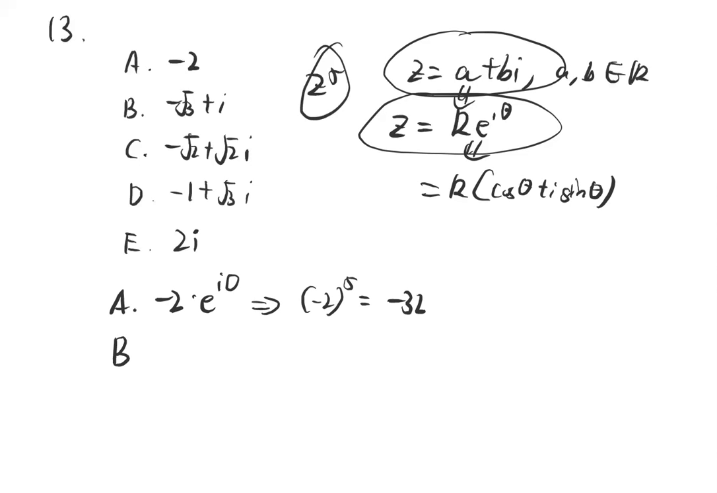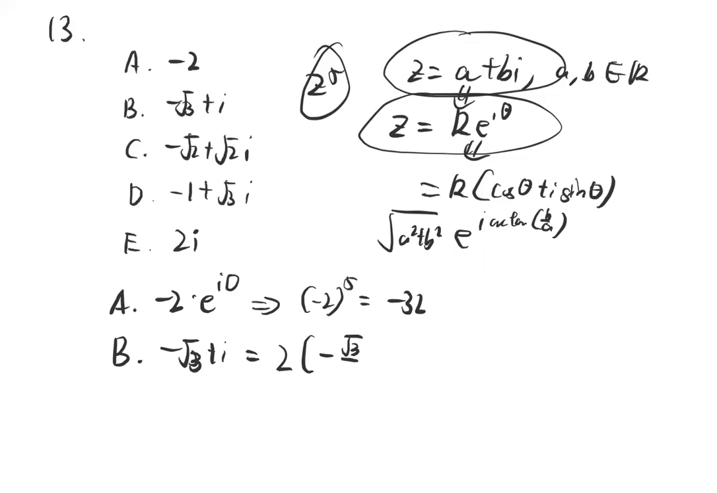And for b, we have -√3 plus i. Sorry, I forgot to talk about this. To relate the rectangular form to the exponential form, the r value is the modulus, which is the square root of a squared plus b squared, and the theta value is the arctangent of b divided by a. That's basically the general formula. And if we have -√3 plus i in exponential form, we can take the 2 out, which will become something like this.